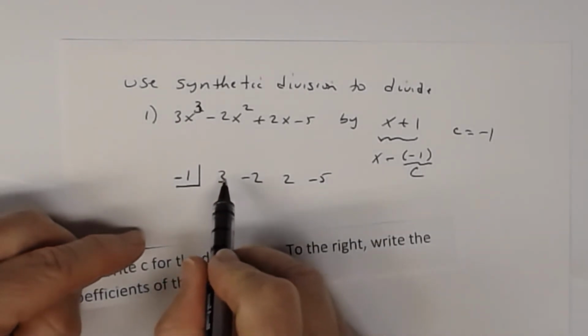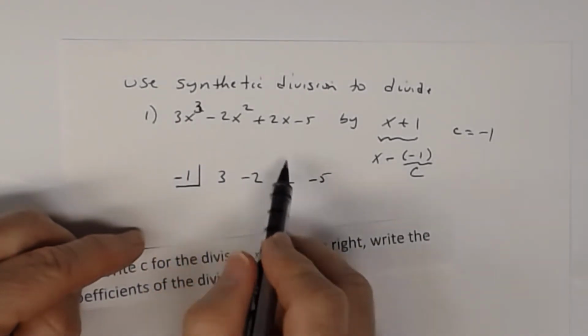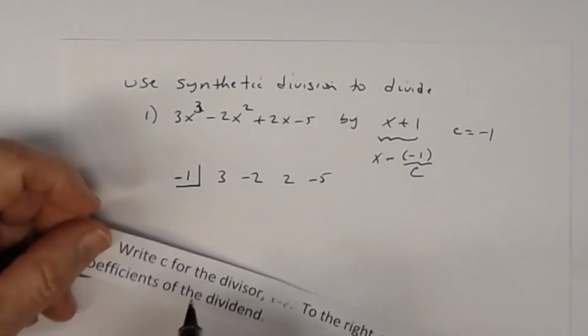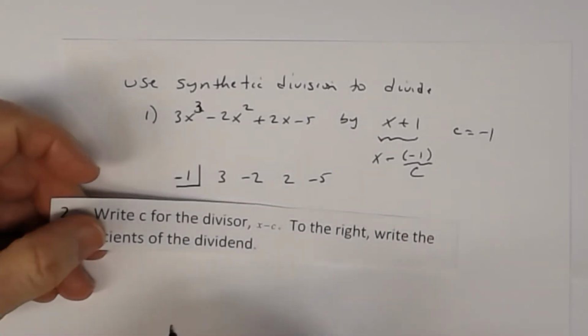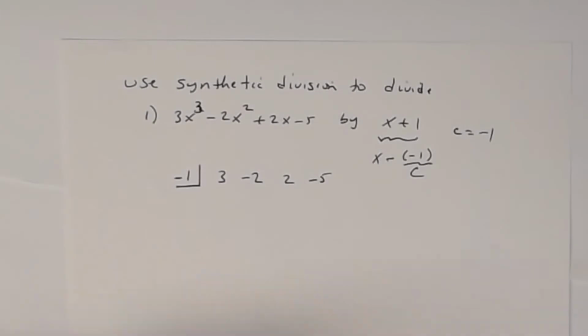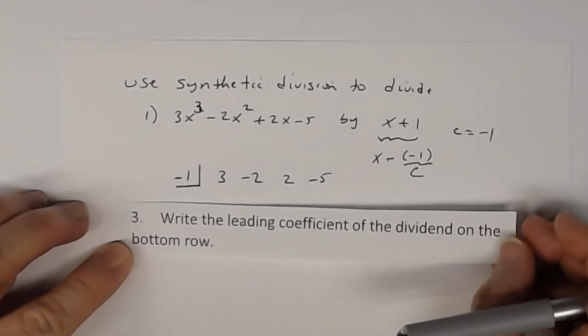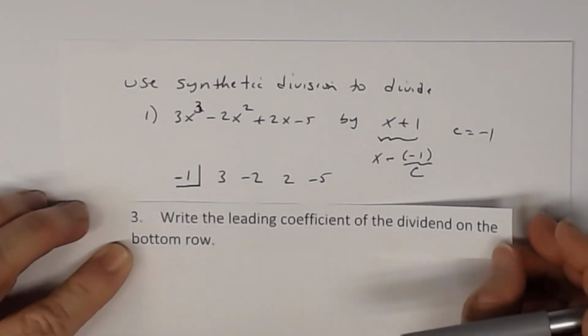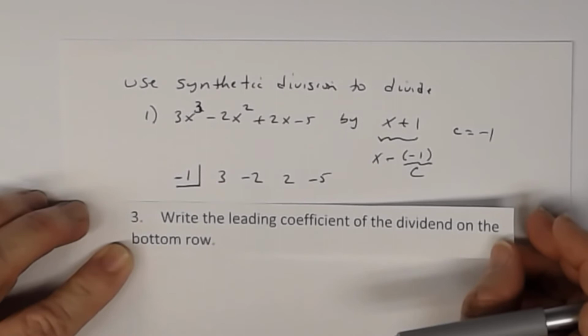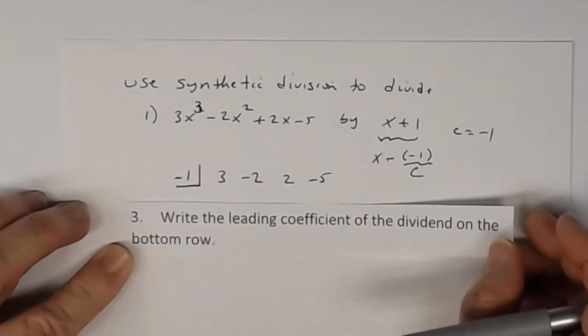All right, so 3, negative 2, 2, negative 5. That was step 2 that we just did. Okay, now step 3. Step 3 says this: write the leading coefficient of the dividend on the bottom row.